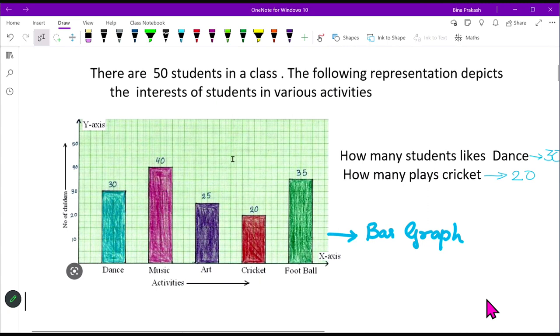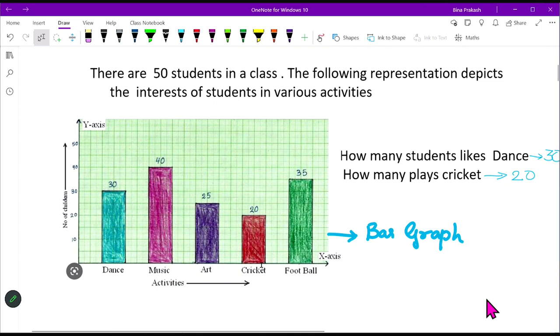So in some cases where you have so much data, you keep on reading the data, it becomes a little difficult to analyze. But if you see this picture, you are able to analyze it immediately. Whatever information you want, you may get it immediately. Like which activity is taken by the students, maximum number of students take which activity.